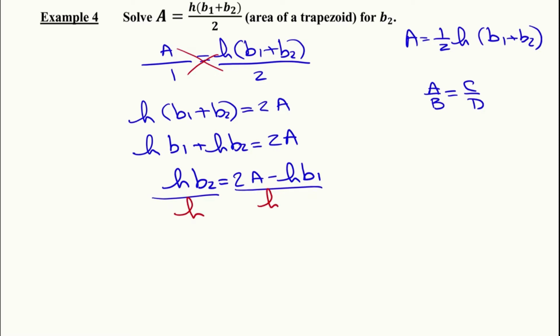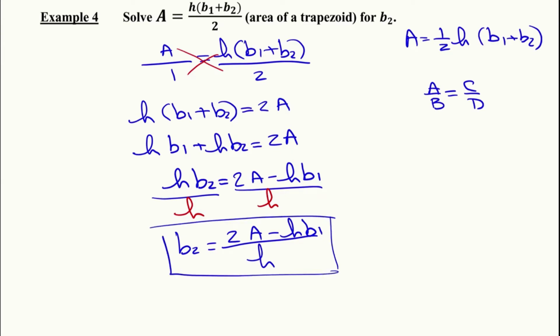So we end up with b2 equals (2a minus hb1) over h. All right, so that's one way. Or when we were here, we could have handled it differently as well.